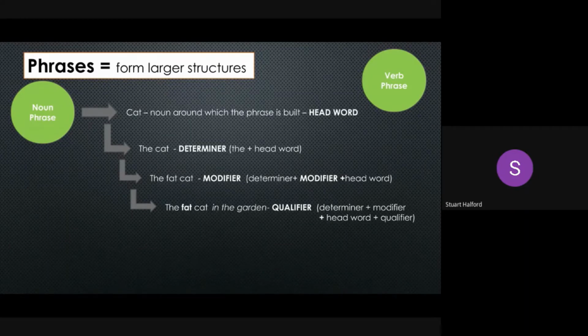Notice that the word cat is always there. It's always the head word. It's the noun around which the whole phrase is being built. So if we said the fat in the garden, it would make no sense. It would just make no sense. So the word fat changes the noun, and the phrase, or a little bit in the garden, the qualifier gives a bit more detail.